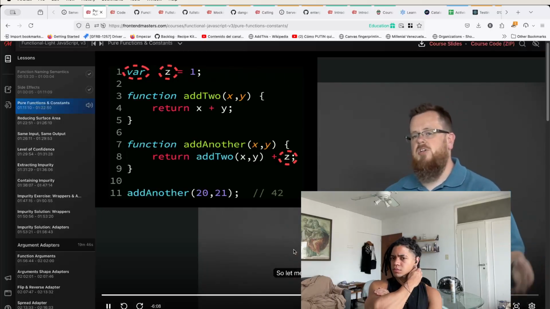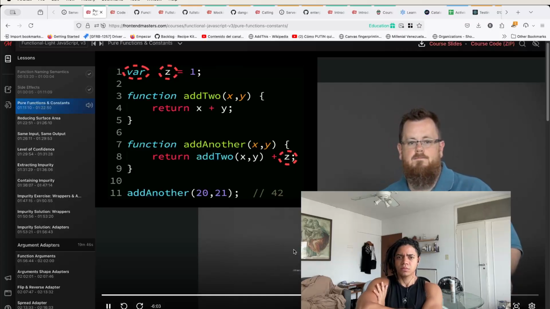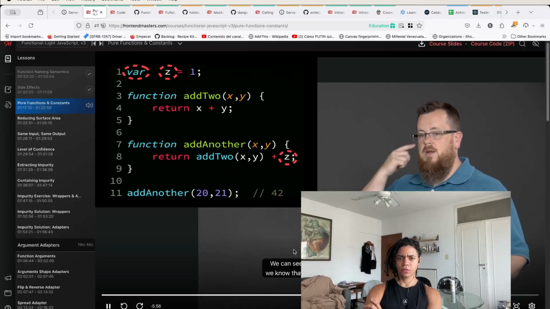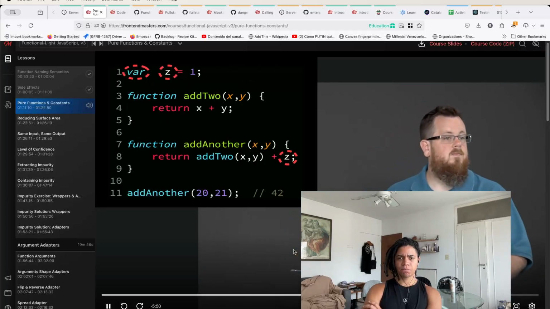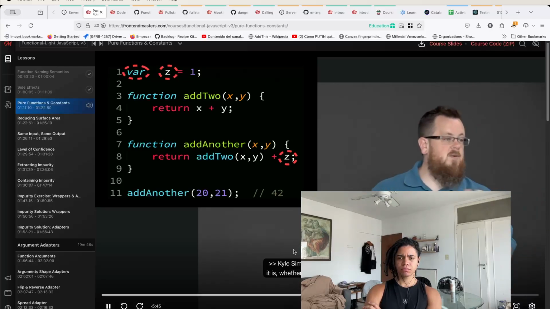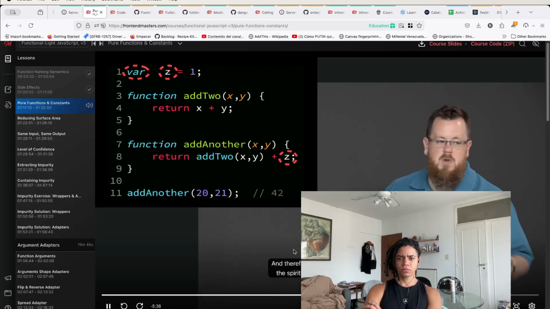So let me ask you the question. Anywhere in this program, does C ever get reassigned? No. We see all the lines of code, and we know that it doesn't get reassigned. So let me ask you a question. Is C serving the purpose of a constant in this program? Yes. I would submit that it is. Whether it used the constant keyword or not, it is a constant in practice. And therefore, every bit as much in the spirit of functional programming.